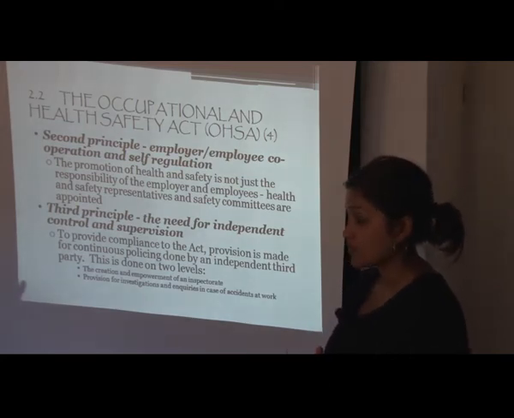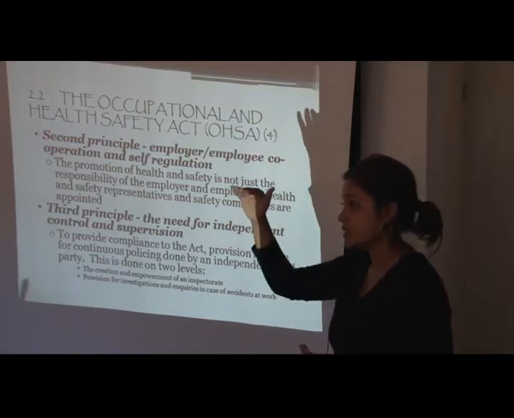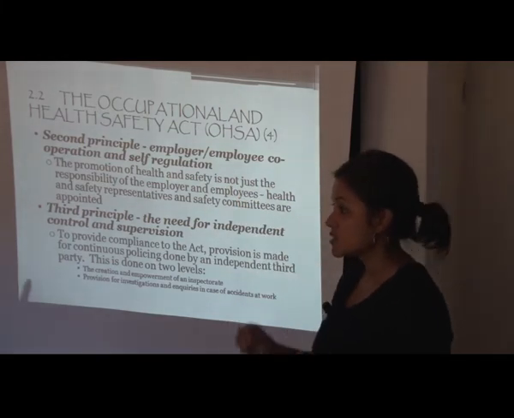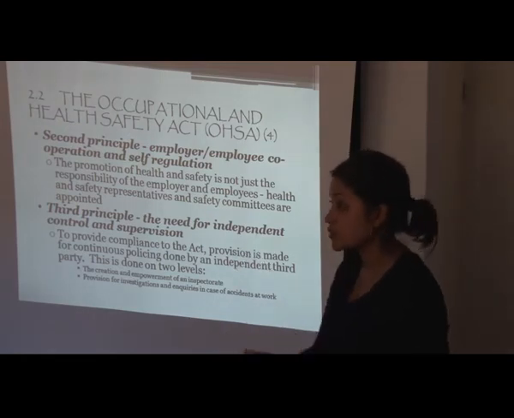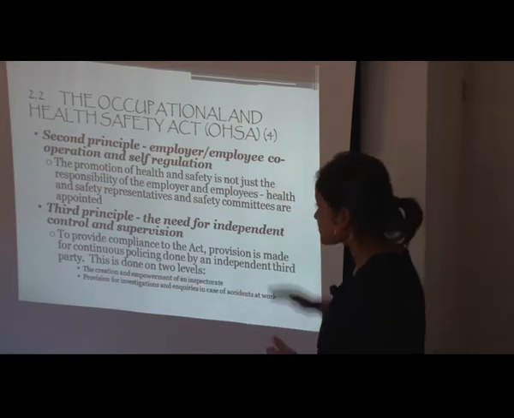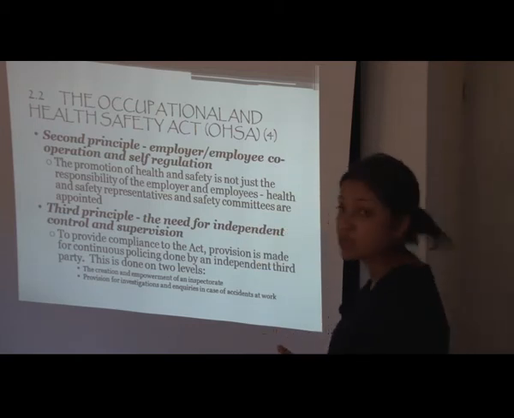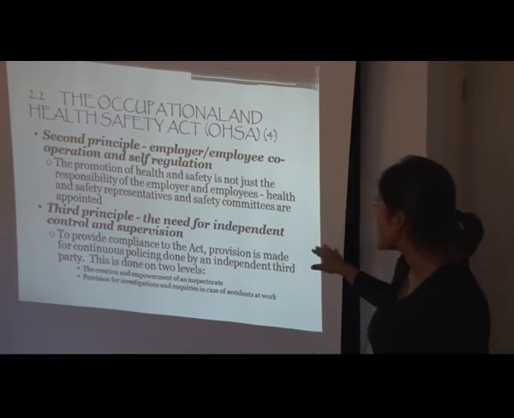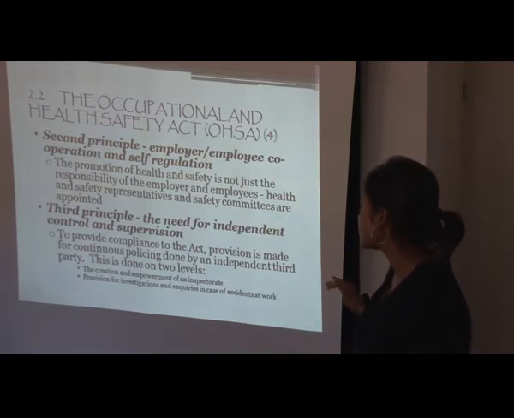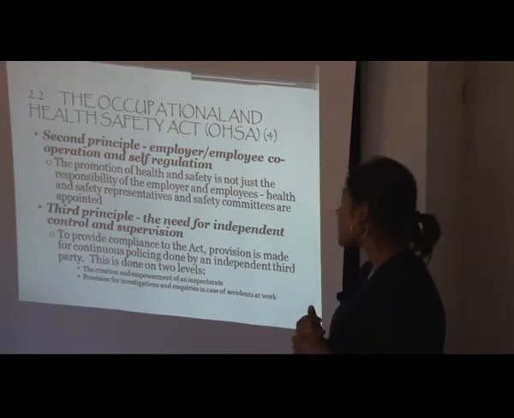Right? So I'm possibly a tenant in a big building. Maybe the landlord is not performing their duty. It can be a third party representation that says, listen here, this needs to be done. We need to keep somebody in check. We need to keep somebody accountable for these things. Right? That's what this second principle is saying. Then the third principle is the need for independent control and supervision. What does that mean? To provide compliance to the Act, like we said already, and provision is made for continuous policing done by an independent third party. And then this is done on 2 levels: the creation and empowerment of an inspectorate and provision for investigations and inquiries in case of accidents at work.